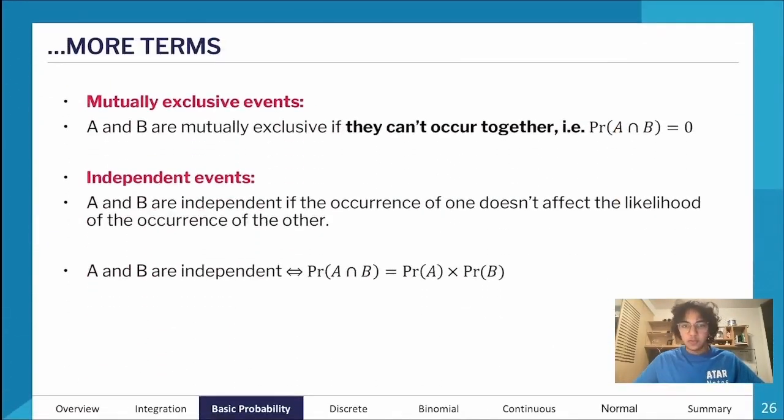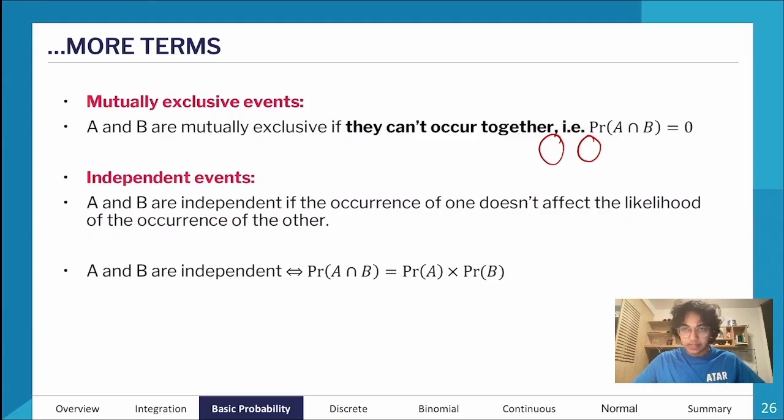Okay, and a little bit more terms. I know basic probability is just a lot of memorization, but trust me, once you get to the cool stuff with discrete, binomial, and continuous, I think it's quite worth knowing these. I've potentially had a lot of questions about mutually exclusive and independent. Like, what's the difference? So mutually exclusive is if they can't occur together. For example, if that intersection is 0. So A intersection B is 0. So if I've got something like this.